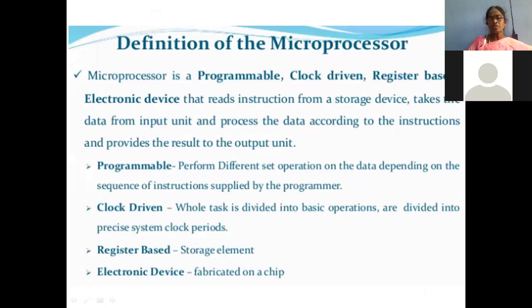A microprocessor is a programmable, clock-driven, register-based electronic device that reads instructions from storage devices, takes the data input from the input unit, and processes the data according to the instructions and provides the result to the output unit. Right? A microprocessor is a programmable, clock-driven, register-based electronic device.